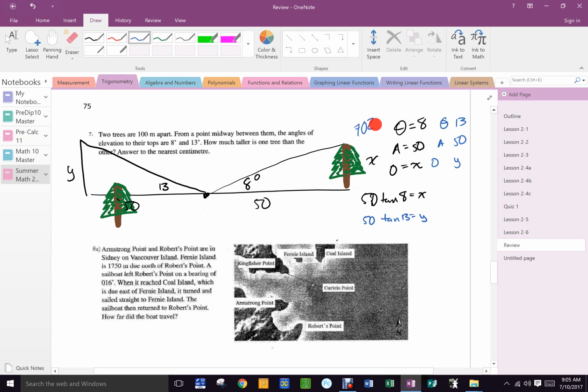7.02, yeah, 7.02 will be fine. So one of the trees is 7.02, and what's the other tree? 11.54. Is everybody happy with those answers? Yeah? Okay, give yourself 2 marks for that.